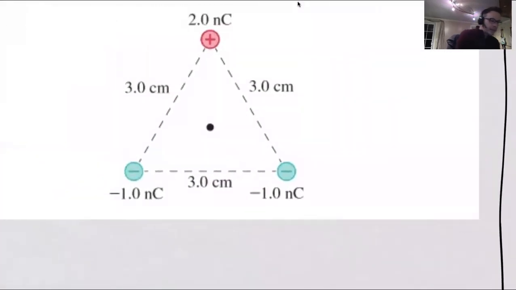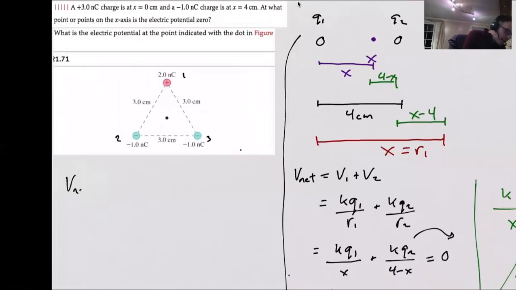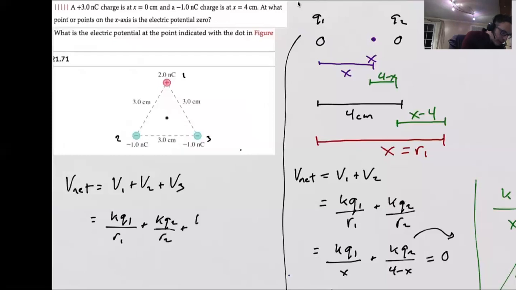Coming up here, okay? First thing that we can see is that if we call this charge 1, we call this charge 2, and we call this charge 3, right? We know that V net, just like how we had before, is going to be V1 plus V2 plus V3, right? At the middle point, we get contributions from each of those charges. And we know how each one of those formulas is going to look. KQ1 over R1 plus KQ2 over R2 plus KQ3 over R3. So if we knew R1, R2, and R3, we're done because we have Q1, Q2, and Q3. Okay, so R's are the relative distances between the charge and the point itself.